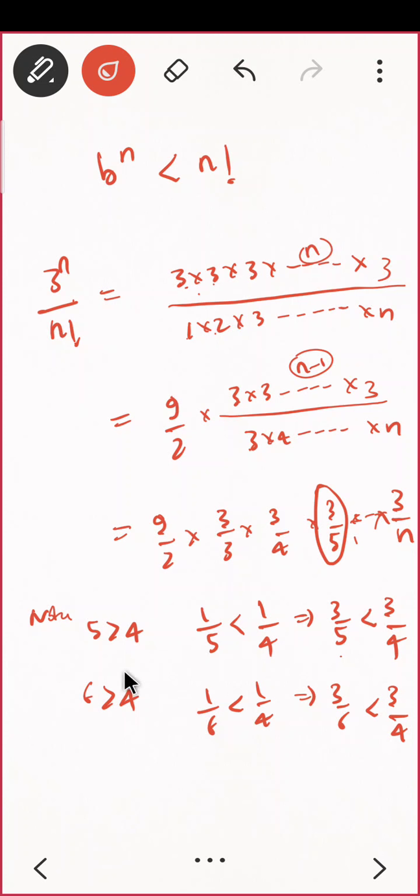So 5 and 6 were not special to me. Next, what I will do? 7 is greater than 4, then again I will take the same thing and again multiply by 3. So what I can write, for all n greater than 4, what is my observation? 3 by n is less than 3 by 4. Do you agree? And I'm starting from 4, 5, 6 like that.